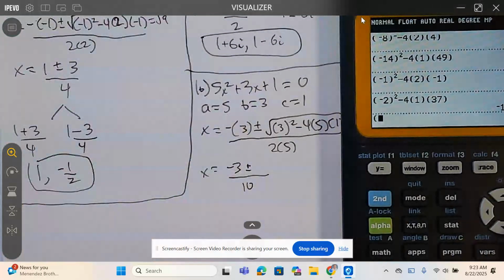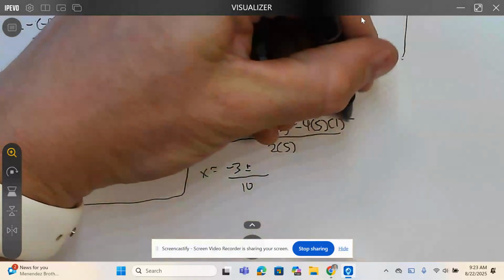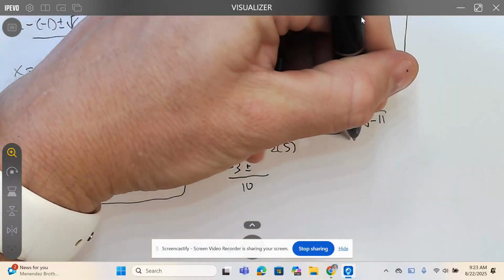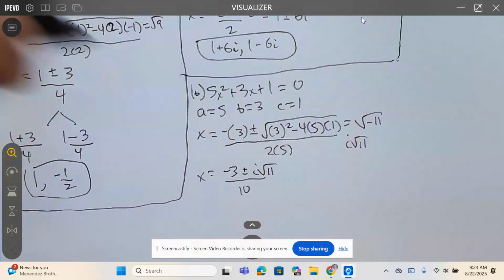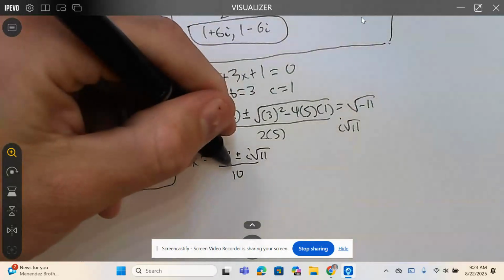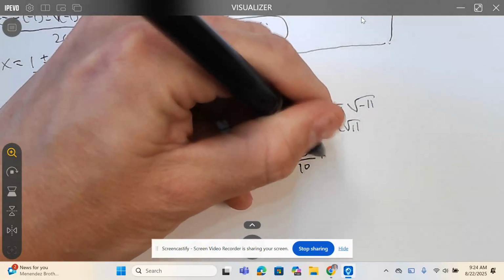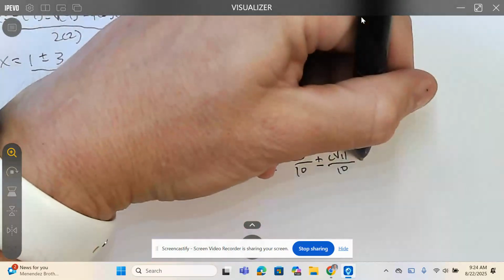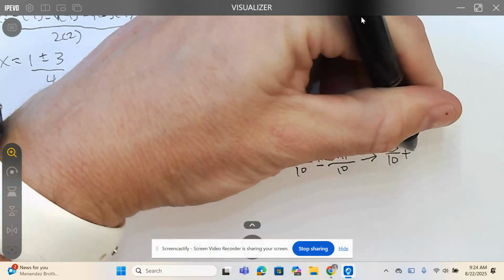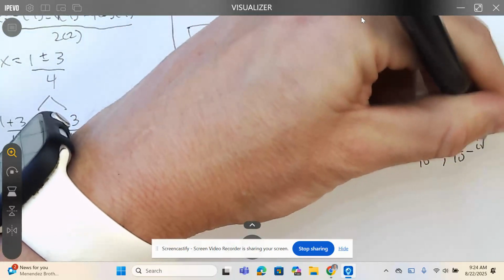So I'm going to do 3 squared minus 4 times 5 times 1. That's -11. So that'll be i times the square root of 11. 11 can't break down. Now here, these aren't alike, but I have to split this up whenever I'm dealing with i. So it'll be -3/10 plus or minus i root 11 divided by 10. It's going to be -3/10 plus i root 11 divided by 10, and -3/10 minus i root 11 divided by 10.